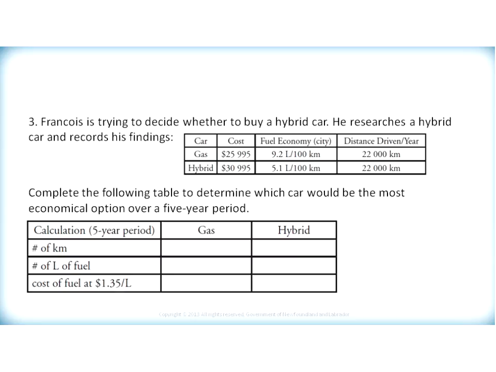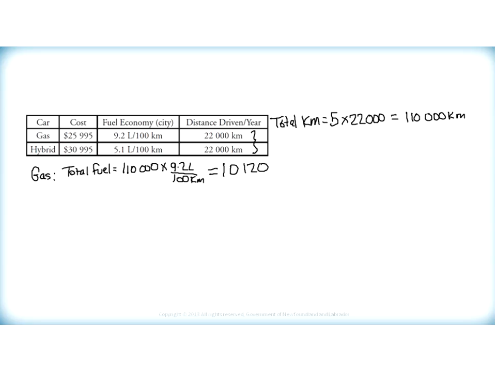So we're going to use that to fill in some numbers on our table now. So we can fill in the number of kilometers for both cars. For the gas car, it's 110,000. And for the hybrid car, we also expect 110,000 kilometers over the 5-year period. The amount of fuel that the gas car is going to use over that period is 10,120 liters. We'll get back to the cost afterwards. I want to first determine how much fuel the hybrid car will use in that same time period.